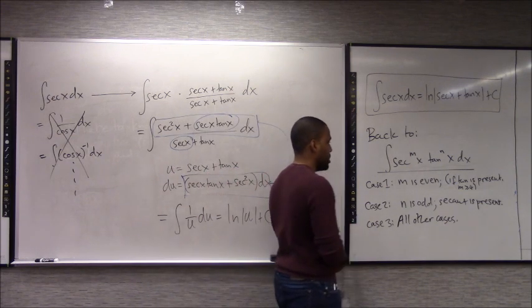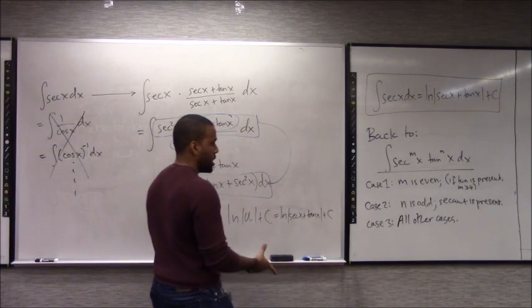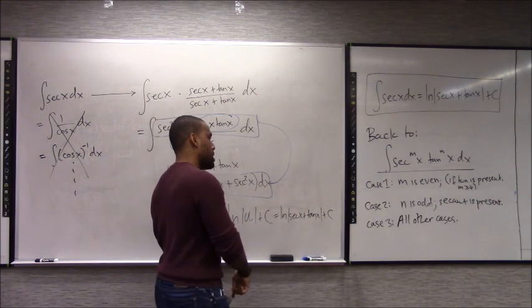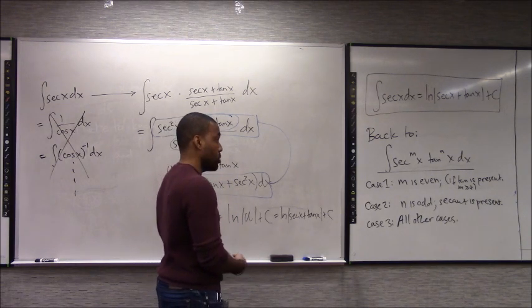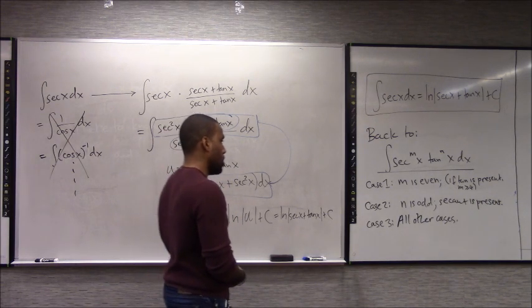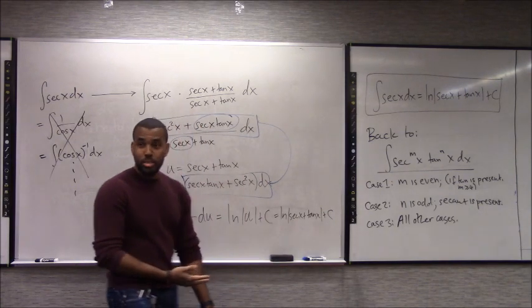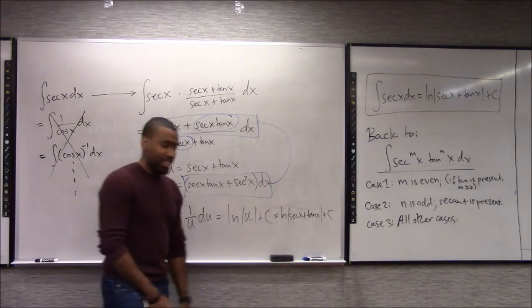If n is odd, you would save a factor of tangent times secant, change all other tangents to secants using that same identity, and do a u equals secant substitution. In all other cases, you try something and hope it works out. That's the best I can do.